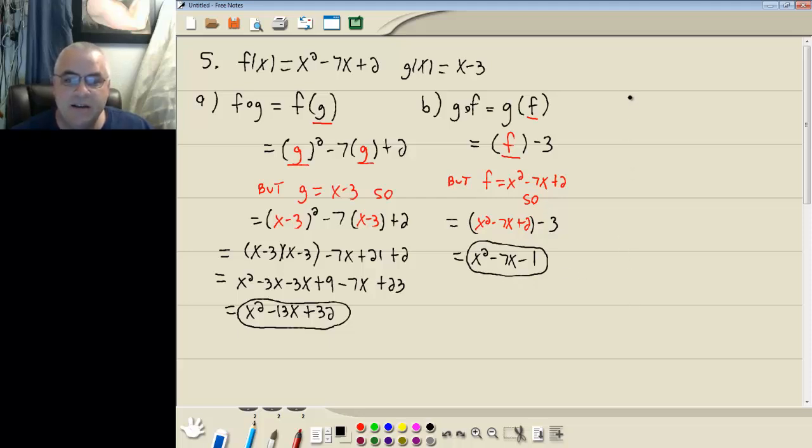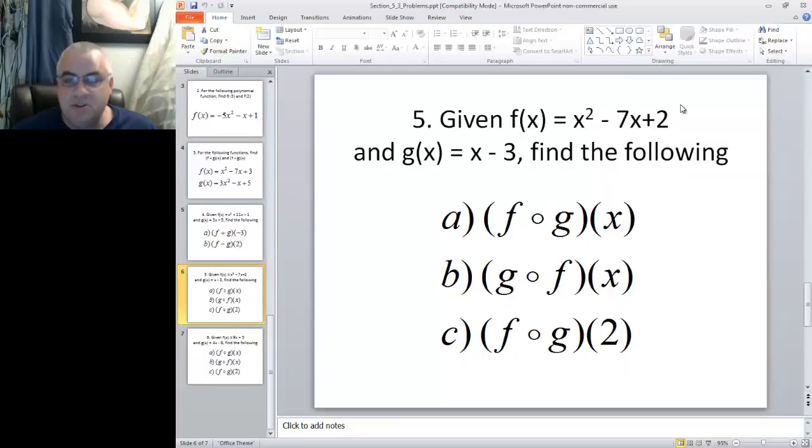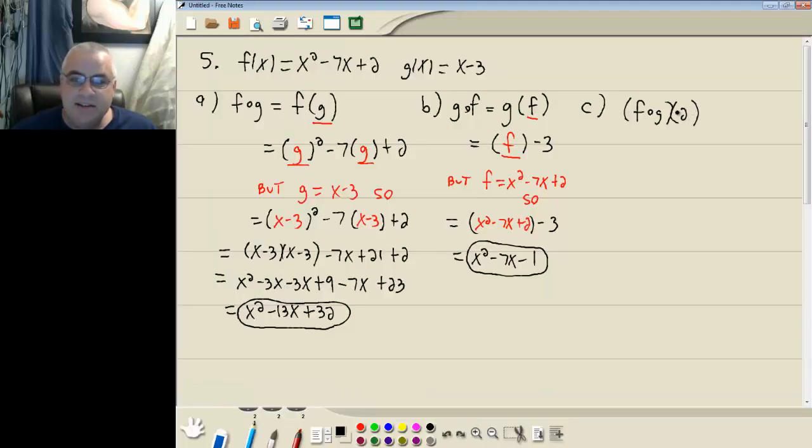Now C. Let's take a look at this notation and see what it is saying. Now this does not mean take the composition of f and g times 2. What this says is first find the composition of f and g, which we actually have found over here in part A. So we already found that. It then says to plug 2 in for the x.